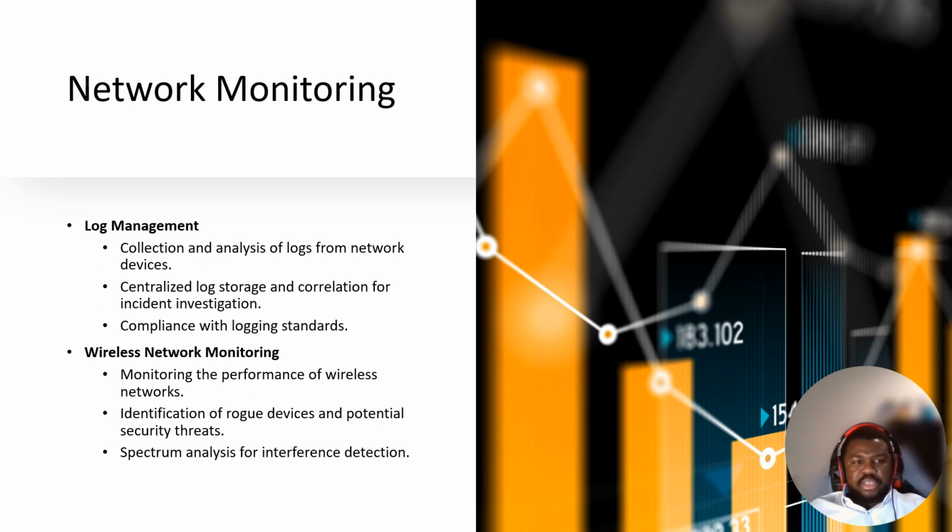Moreover, we will look at log management as well as wireless network monitoring. And under log management, we will look at the collection and analysis of logs from our network devices, centralized log storage and correlation for incident investigation, and compliance with logging standards. Under wireless network monitoring, we'll look at monitoring the performance of our wireless networks. Of course, we will also look at the identification of rogue devices and potential security threats, and spectrum analysis for interference detection as well.